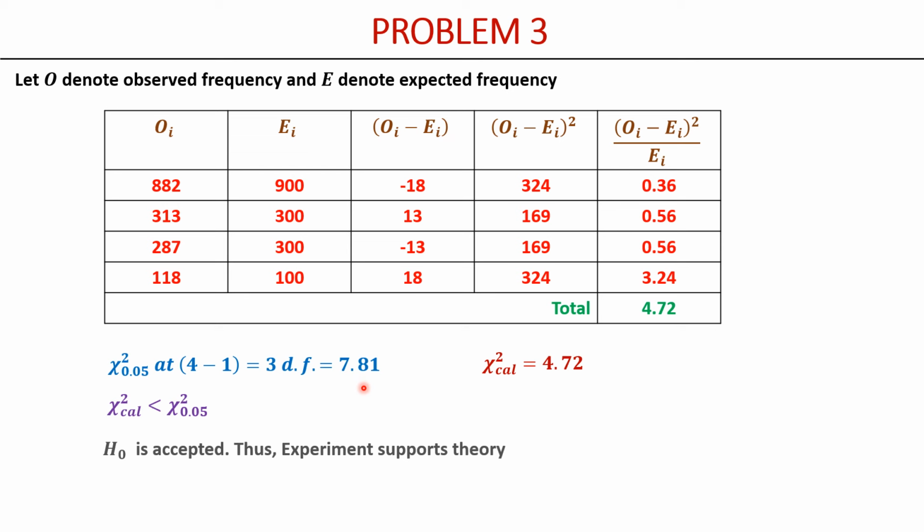You can check. We find that the calculated value is less than the table value, so H naught is accepted, which means the experiment supports the theory. So the experiment is in line with the theoretical prediction that is made. So this is how the analysis is done using the chi-square distribution.